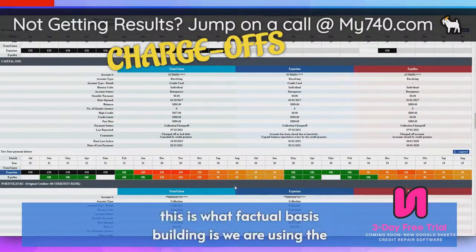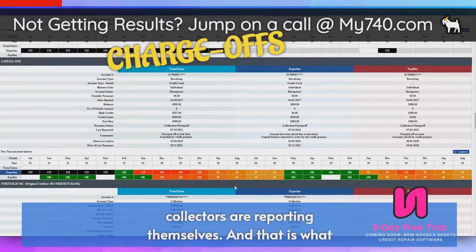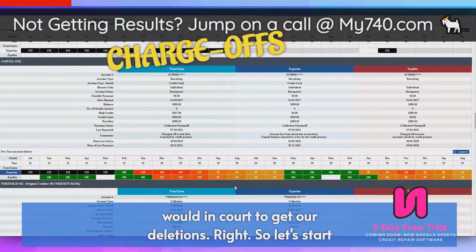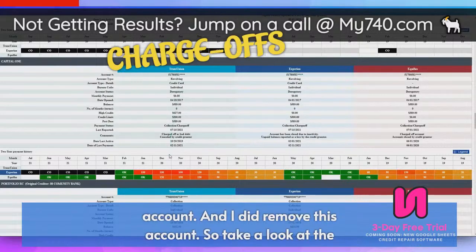And guess what? This is what factual based disputing is. We are using the information that the credit bureaus, the creditors, the collectors are reporting themselves. And that is what we're using to support our argument, just as an attorney would in court to get our deletions, right? So let's start with the very first thing that you would use to remove this account. And I did remove this account.